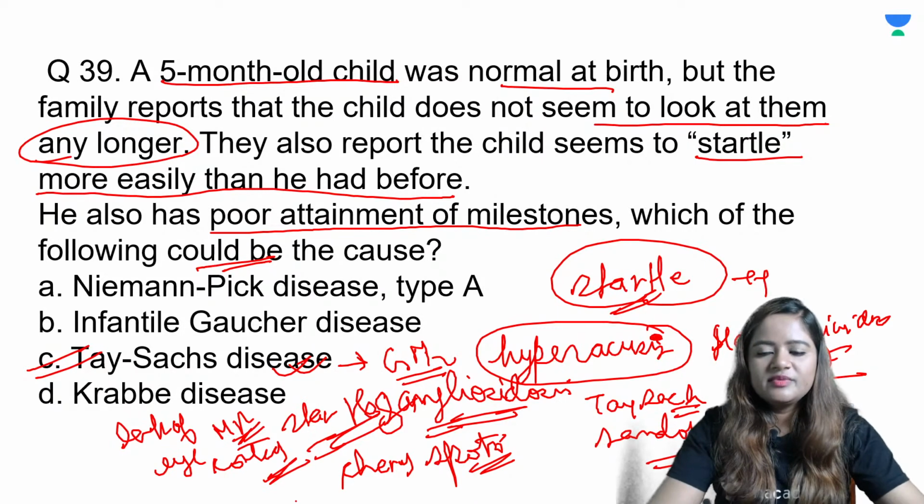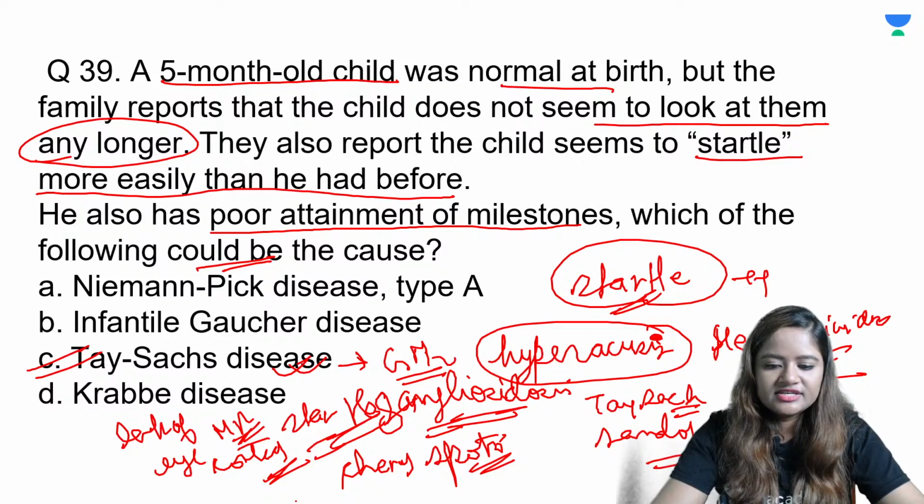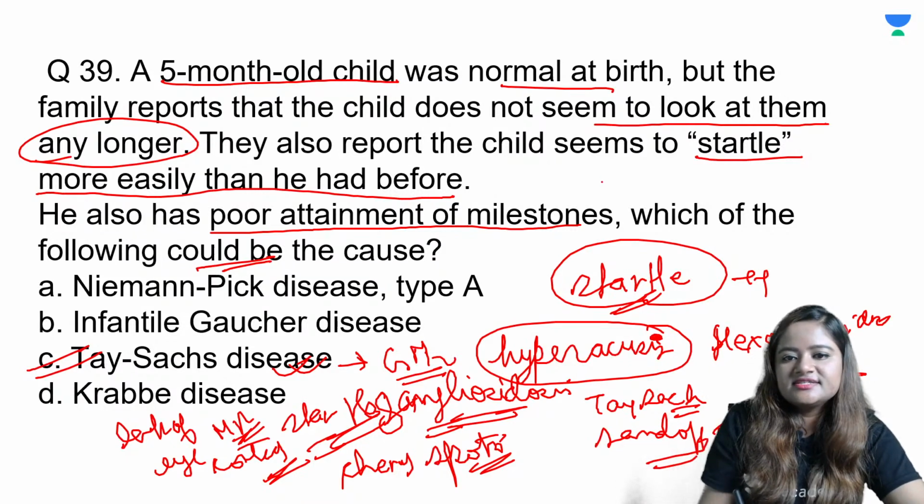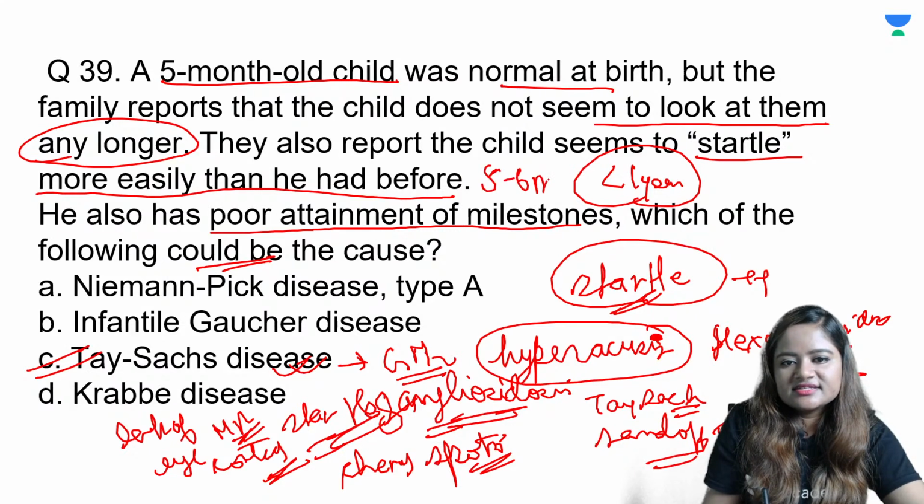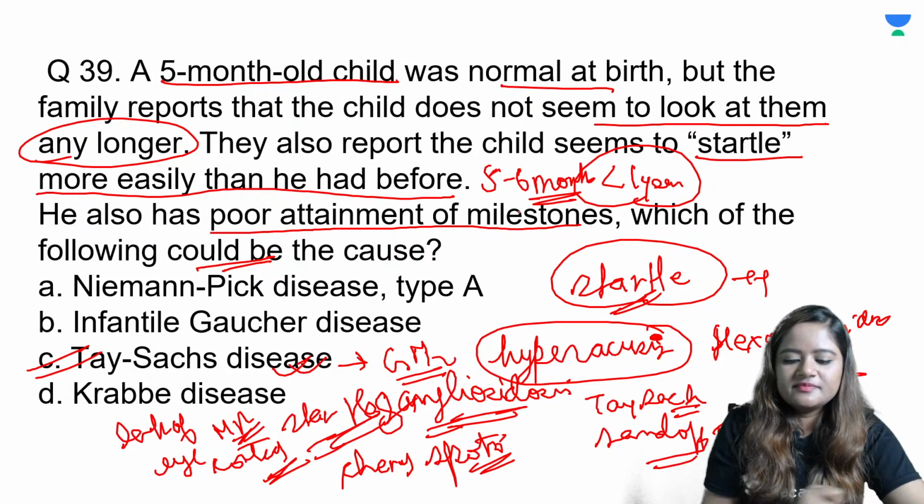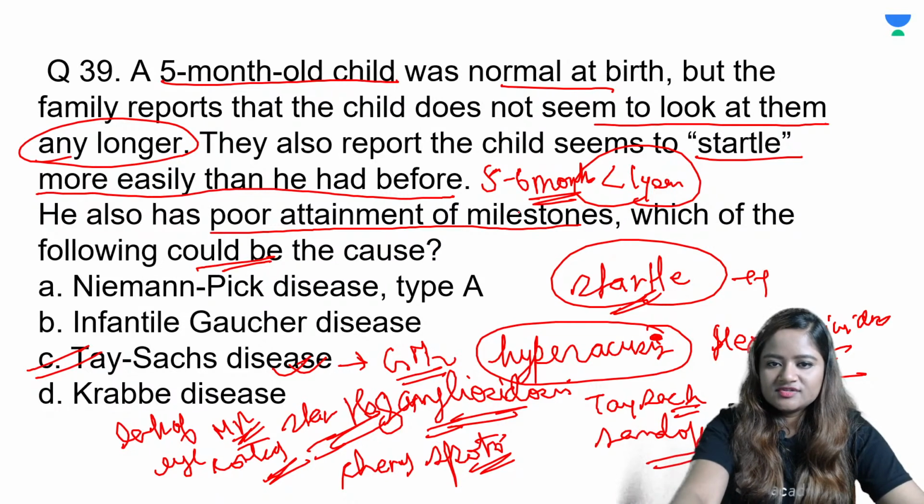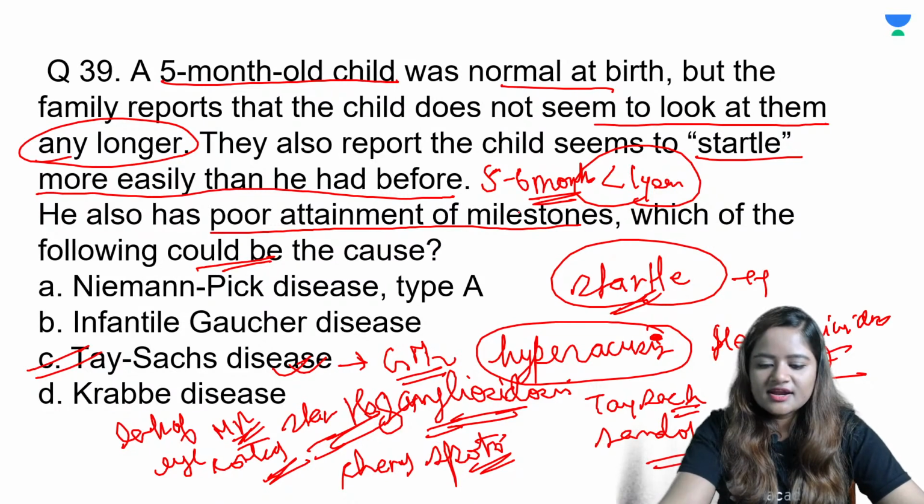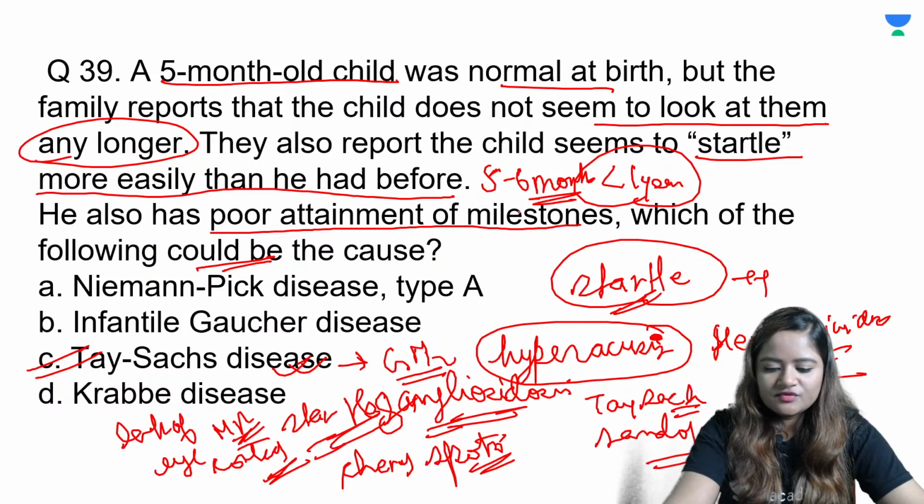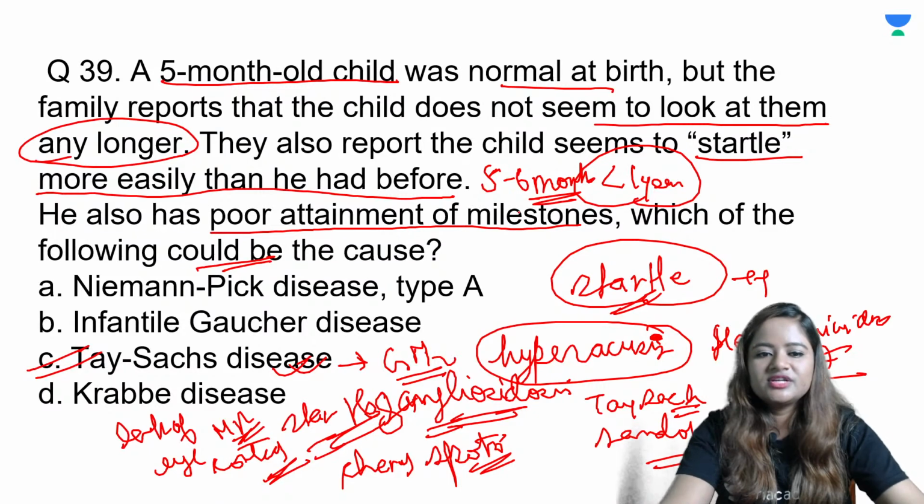So a 5-month-old baby is a classical presentation for Tay-Sachs disease. It classically presents in less than 1 year of age. So 5 to 6 months is the classical time when the baby starts to develop these symptoms. Okay? Cherry red spot, startle response, hexosaminidase A deficiency, lack of eye contact, and presentation at 5 to 6 months, later on leading to mental retardation, and the child dies by 2 to 3 years of age. That is the course that you need to know about Tay-Sachs disease.